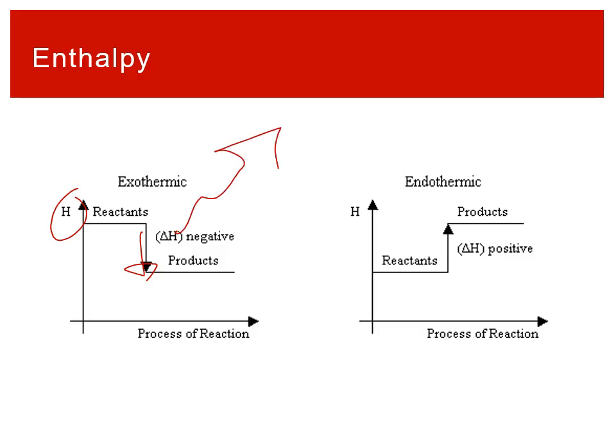So conversely, for endothermic, the delta H has to go up, right? So our H, sorry, has gone up. The delta H is positive, which means that the heat had to go into the system.